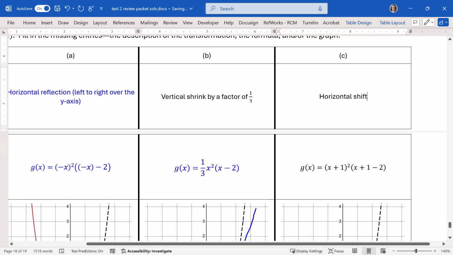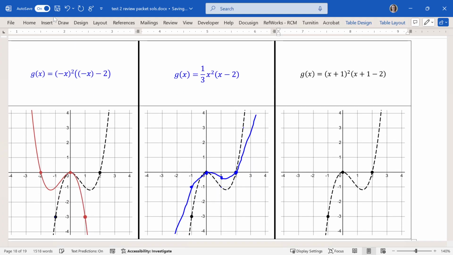And the only question is, is it left or right by 1? You would think +1 should go to the right because it's positive, but all the x transformations are backwards, so this is left by 1. And if you're not sure, again, you can just plug in points. Just plug in points, okay?